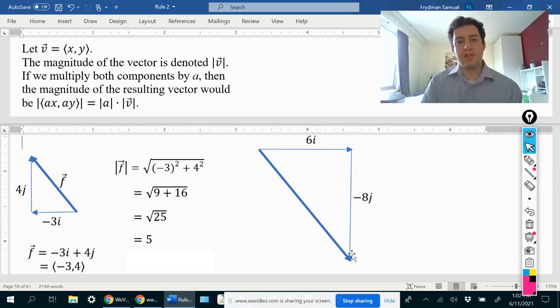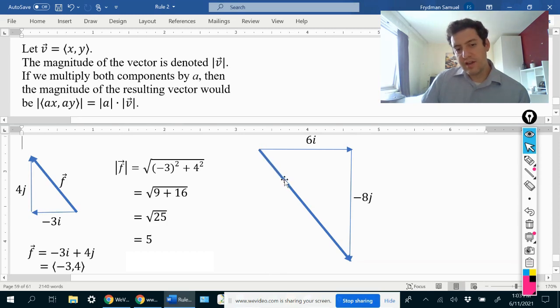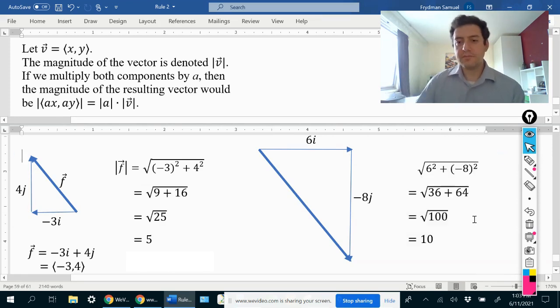Okay, so now we can ask ourselves, what is the magnitude of this vector over here whose components are negative 2 times the components of vector f? All right, so to figure that out, we would do the square root of 6 squared plus negative 8 squared. Now, 6 squared is 36, negative 8 squared is 64, 36 plus 64 is 100, and the square root of 100 is 10. So that means that this vector over here has a magnitude of 10.